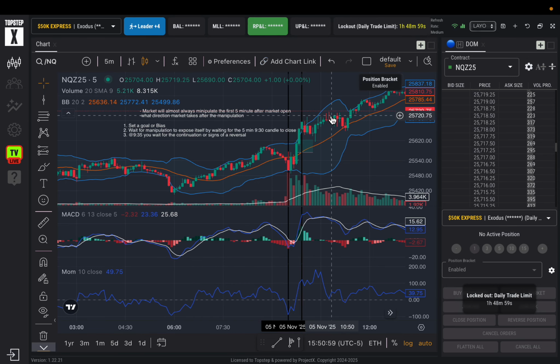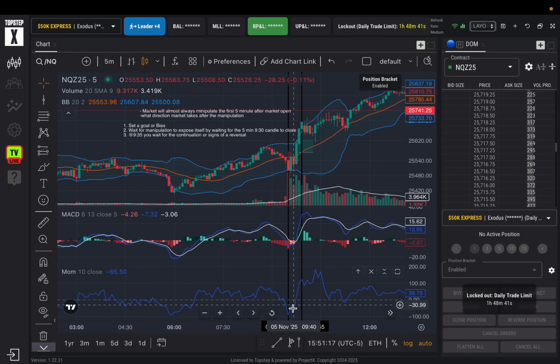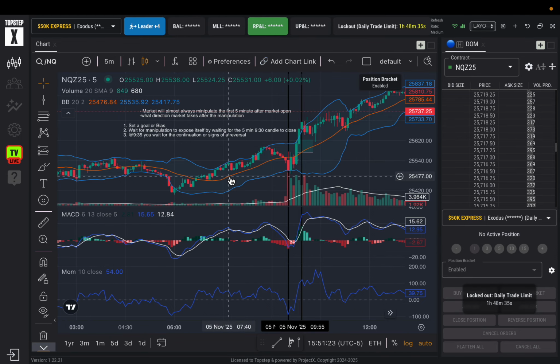You just follow the market, but you wait for that manipulation to end. So manipulation is always in that first 5 minutes, the 9:30 candle. Always stay on the 5 minute chart. Once that first candle is done, you wait for the reversal or the continuation, and use your momentum indicators to tell you this. And here are the settings for it right here.